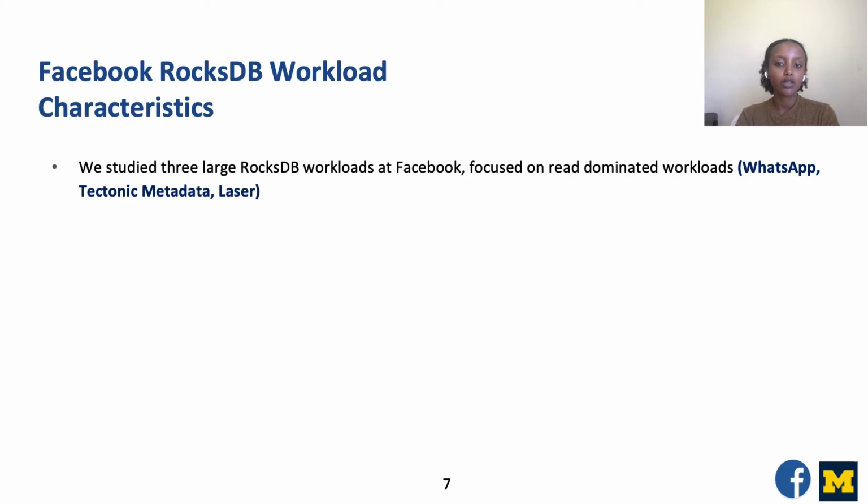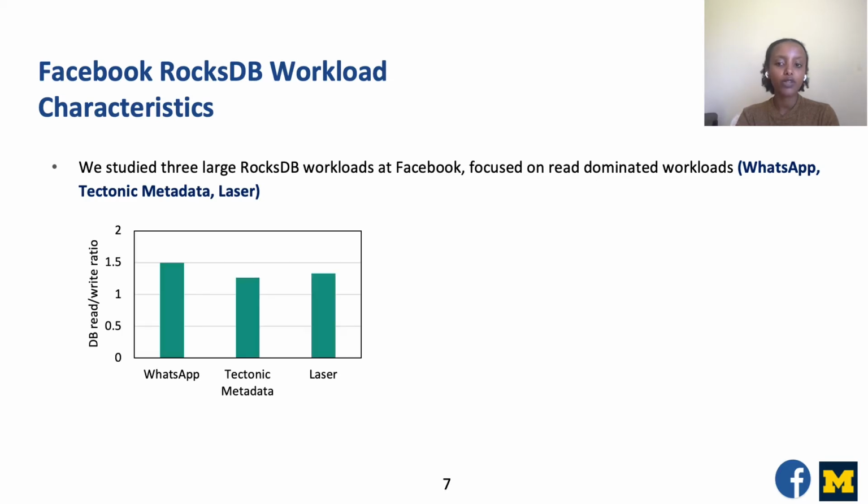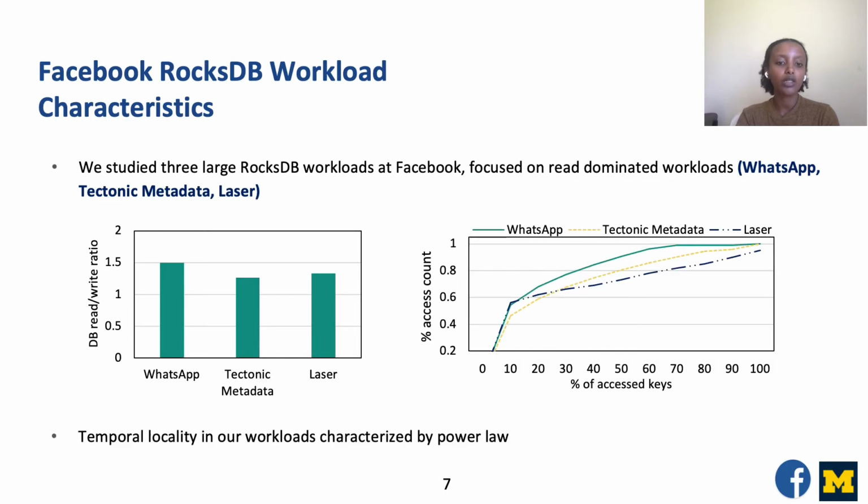As we discussed earlier, all workloads have more reads than writes, as seen in this graph. We then study the temporal localities in the workloads. We learned that we have power law characteristics in the key access. In the graph on the right, we can see that lots of the key access comes from few of the keys. This clearly shows that we have hot blocks that are accessed more frequently and colder blocks that are accessed less.